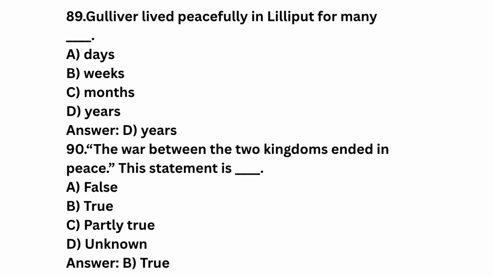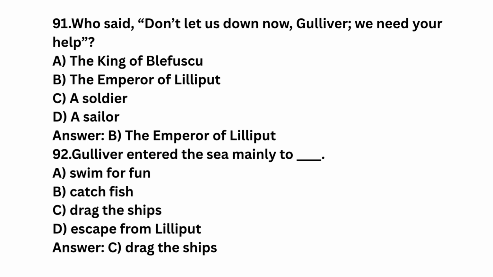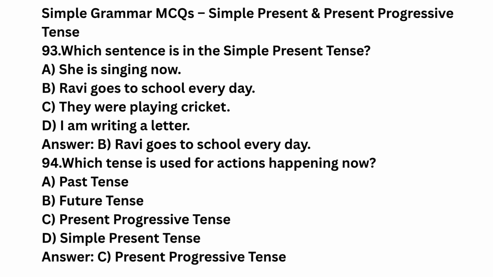The war between the two kingdoms ended in peace. This statement is false, true, partially true, unknown. Answer: true. Who said, "Don't let us down now, Gulliver, we need your help"? The king of Blefuscu, the emperor of Lilliput, a soldier, a sailor. Answer: the emperor of Lilliput. Gulliver entered the sea mainly to swim for fun, catch fish, drag the ships, escape from Lilliput. Answer: drag the ships.